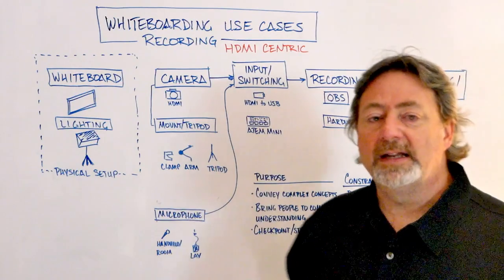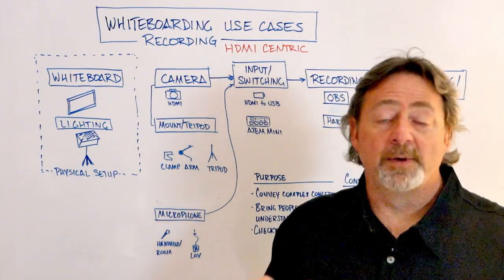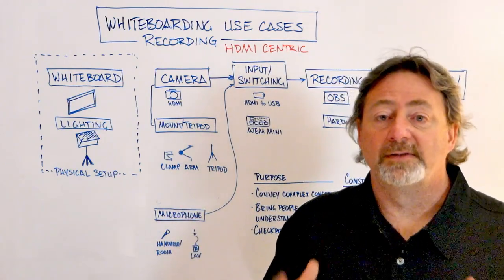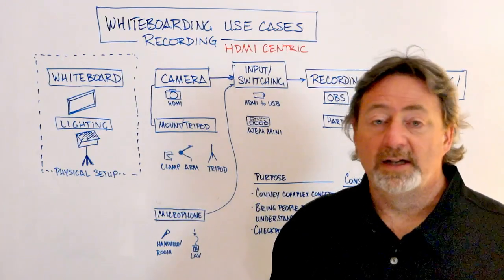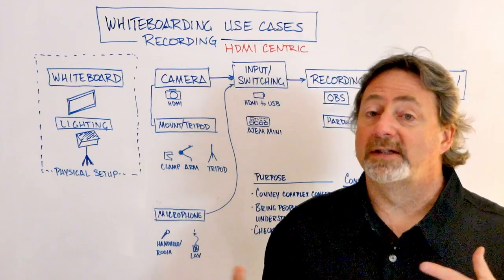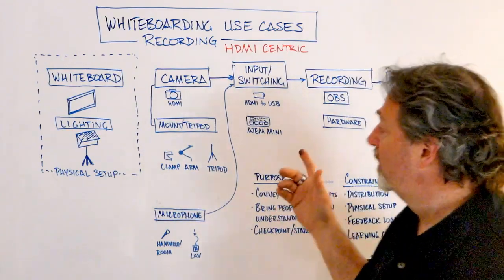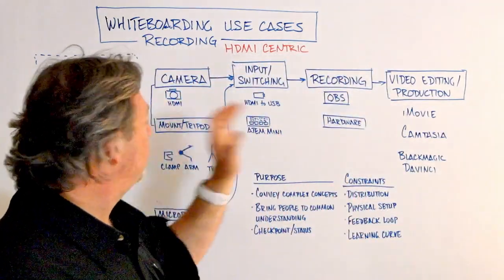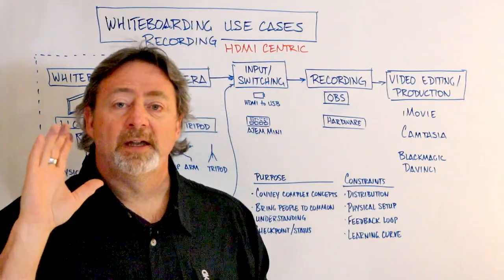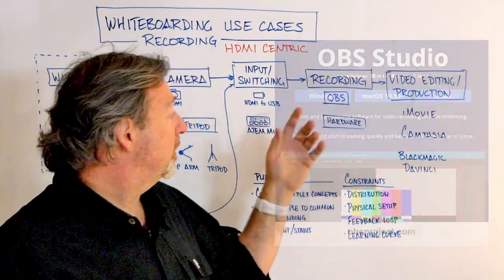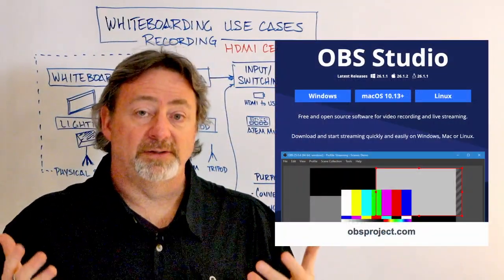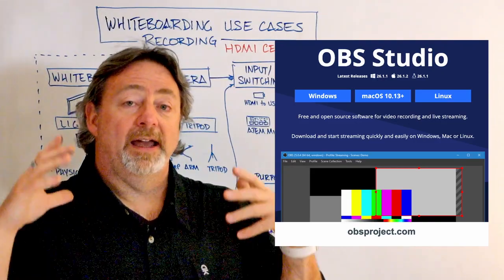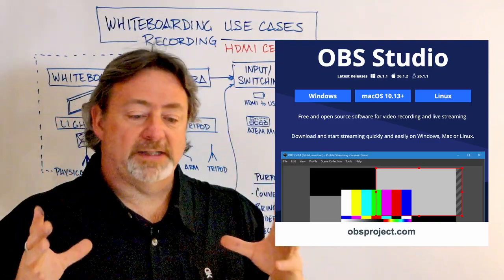The ATEM minis range from 300 for the most basic up to just under 1,000 for a super advanced one if you need lots of inputs and lots of options. Next is your recording software. Now, recording software with an HDMI in, you get two options. One is OBS, which is the open broadcast software. And you set it up to record.